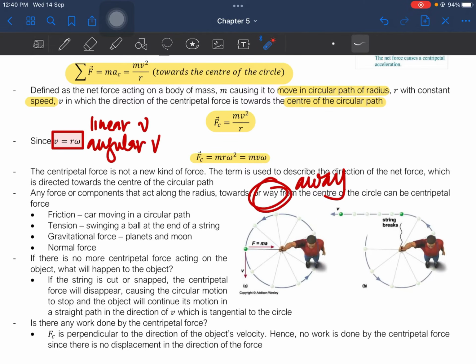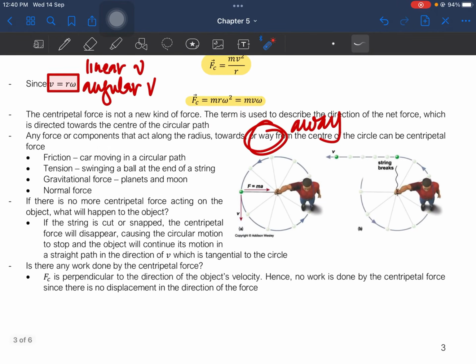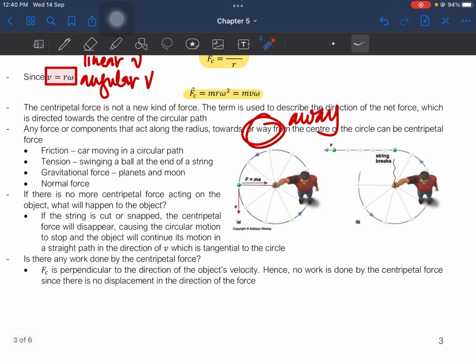So for example, for a car moving in a circular path, we have friction. Swinging a ball at the end of a string, we have tension. Gravitational force between the planets and moon, and then we have normal force, which is the force that exists when something is in contact. So if there is no more centripetal force acting on the object, what will happen to the object? For example, if suddenly you are not strong enough and the force you apply to swing it around stops, there will not be any circular motion.